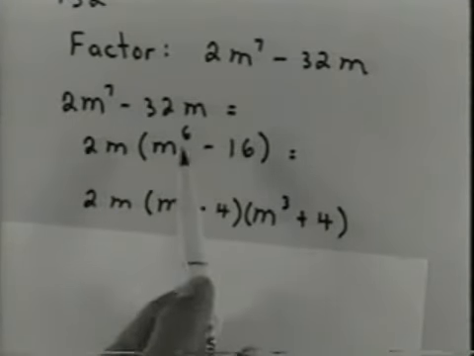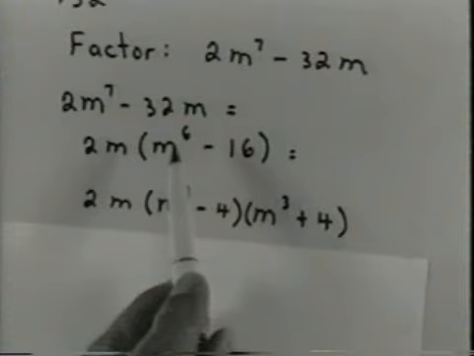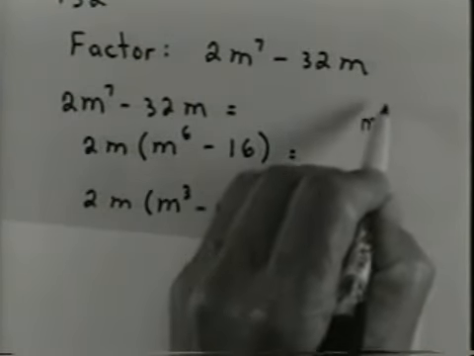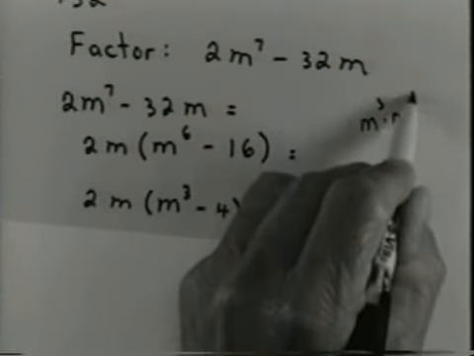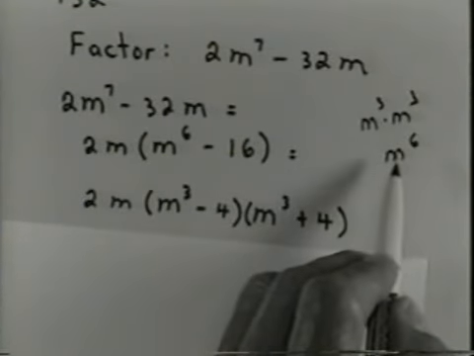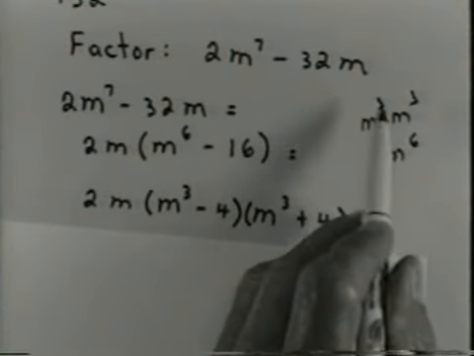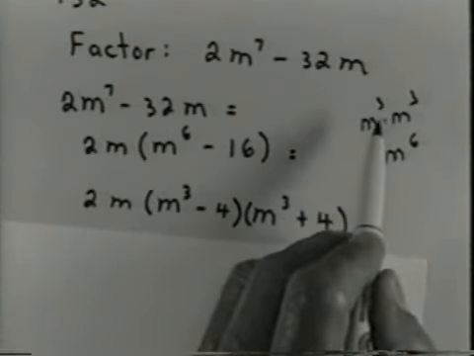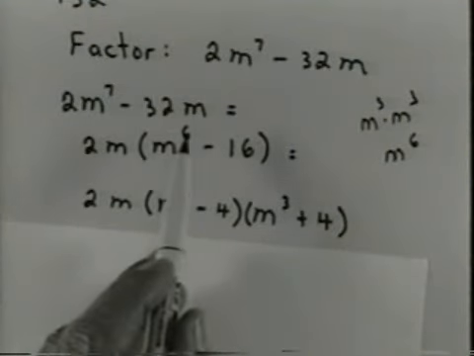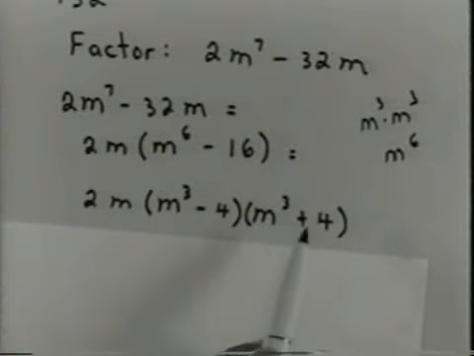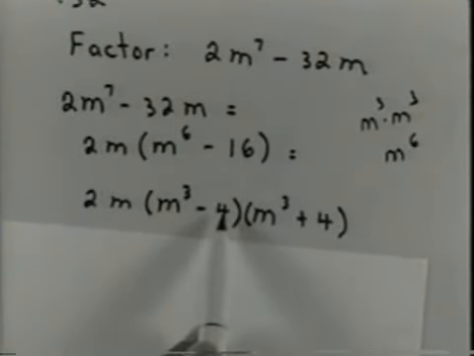Now at first glance, you may not recognize that m to the 6th is a perfect square, but it is, because m cubed times m cubed is m to the 6th. Multiply powers having the same base, keep the base and add the exponents. 3 plus 3 is 6. So the square root of m to the 6th is m cubed. So m to the 6th minus 16 factors into m cubed minus 4 times m cubed plus 4. Obviously the square root of 16 is 4.